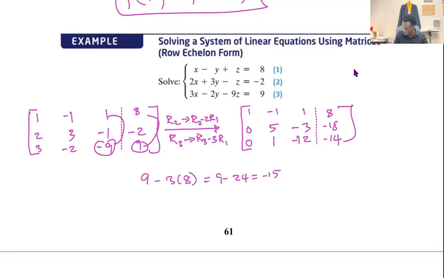So we're going to try to fix this. Should be -15. So, all right. Now we're going to perform some more operations so that we can get this. We're almost there. We're almost there.